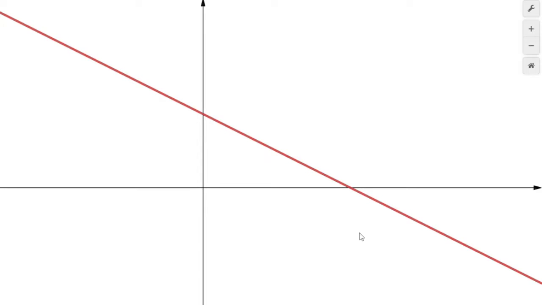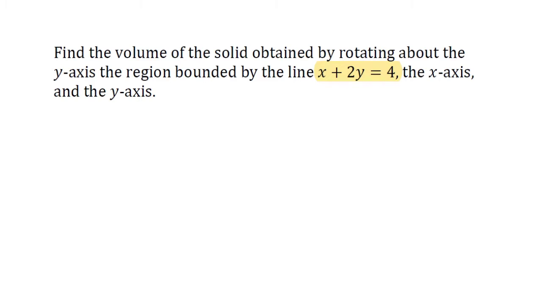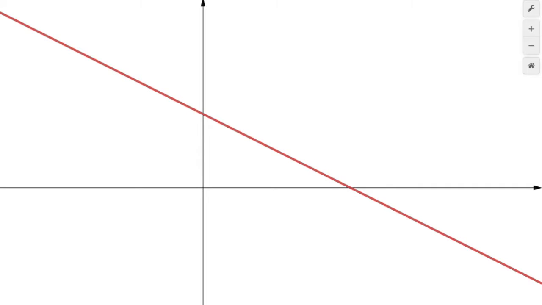All right, and now in the next piece of information, once we have the graph, the region is to be bounded by that line that we have already seen, and the x-axis and the y-axis. So the x-axis, okay, bounded by this and the x-axis. So let's have a look at that. The x-axis is this horizontal line right here. So the area bounded by this line and the x-axis.